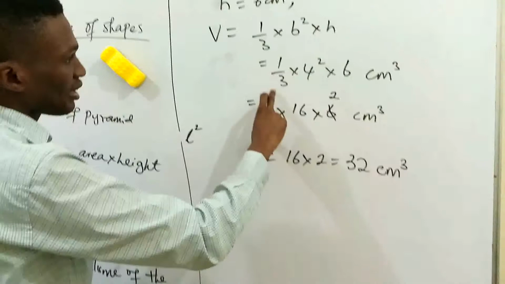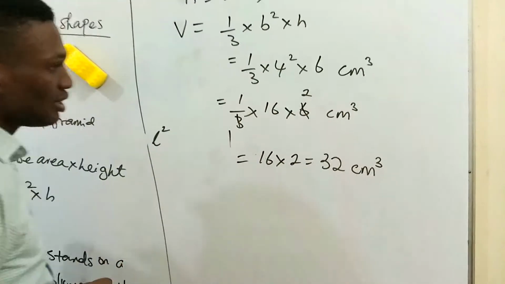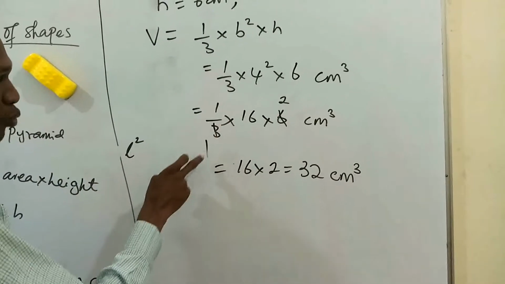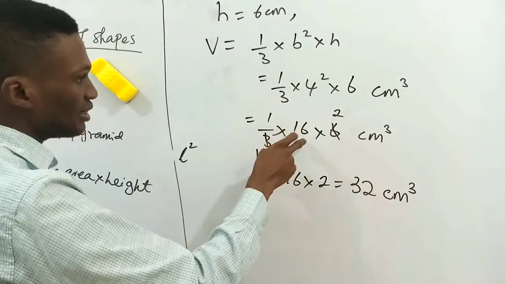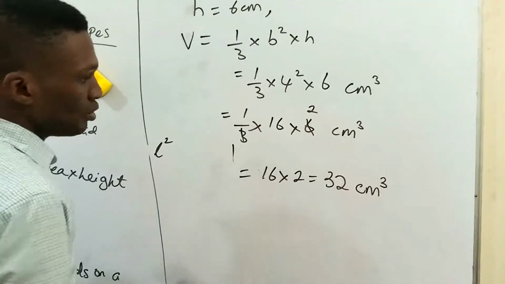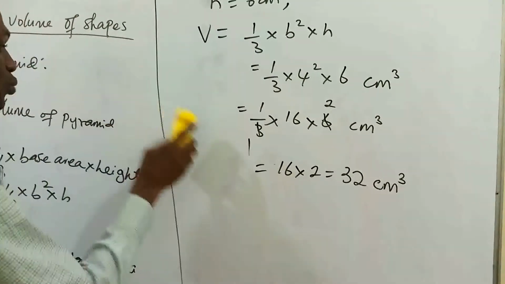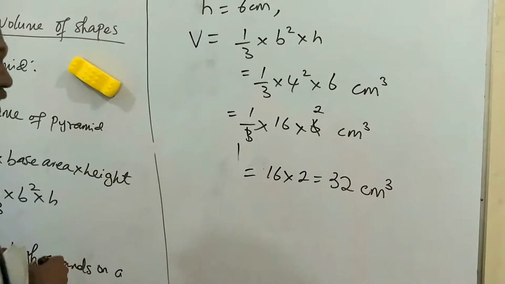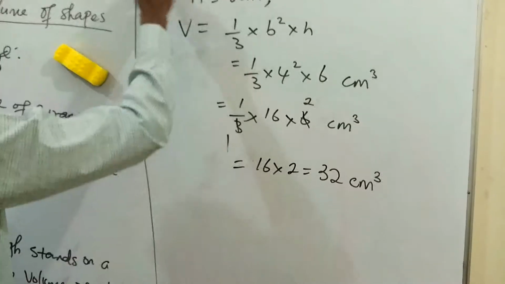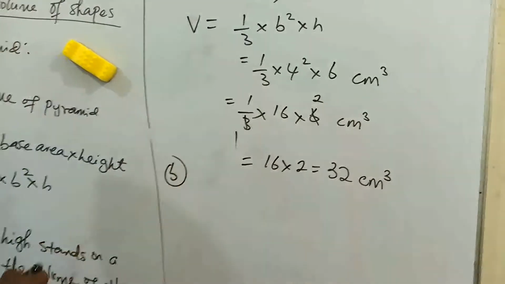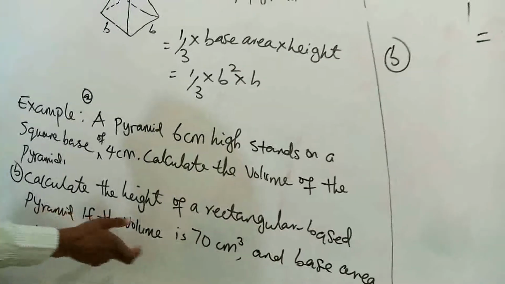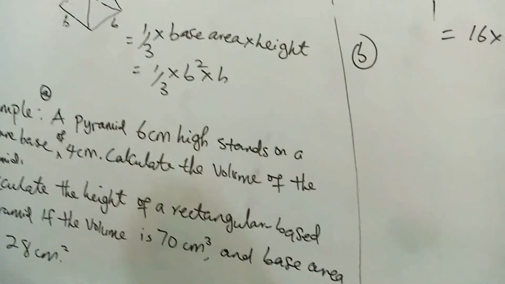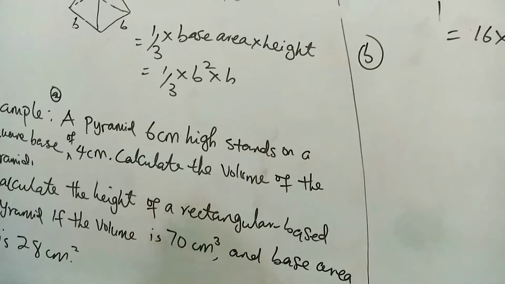So we have 1/3 times 16 times 6. 3 into itself is 1. Into 6 we have 2. 1 times 16 is 16, times 2 we have 32 cm cubed. So the volume of that square base pyramid is 32 cm cubed. The second one, calculate the height of a rectangular base pyramid if the volume is 70 cm cubed and base area is 28 cm squared.